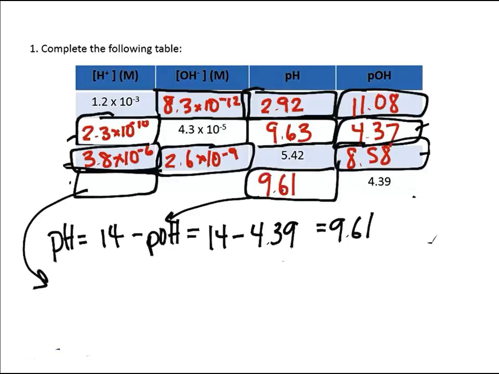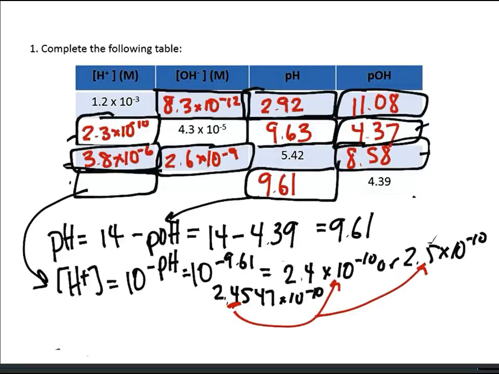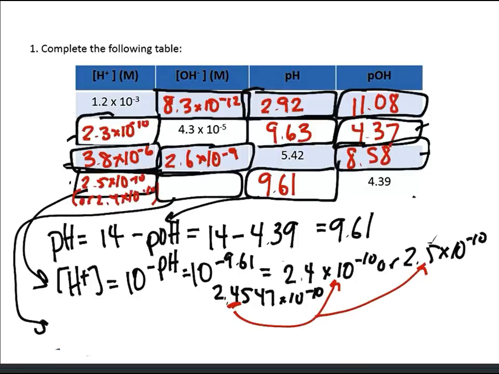Now I can calculate hydrogen ion concentration because that's going to be 10 to the negative 9.61, and that's going to give me 2.4 times 10 to the minus 10, or 2.5 times 10 to the minus 10. The reason is because the answer is 2.45, and it depends on how you round 5. If you round it up or you round to the even number, either way, that's acceptable.